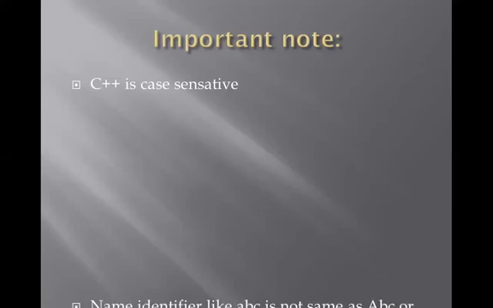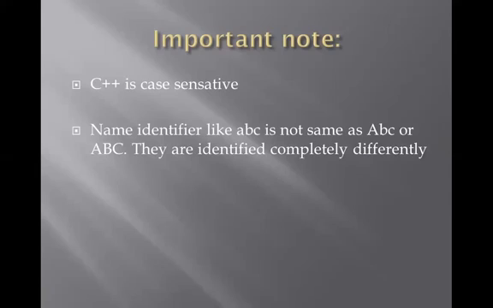An important note: C++ is a case sensitive language, which means that if you name an identifier as a small abc, it is not the same as big A, small b, small c, or even big ABC. Their identifiers are completely different.